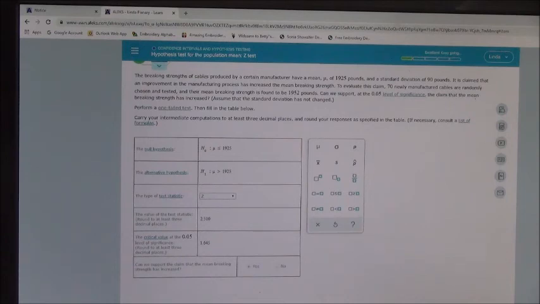So what we're going to do if we have a list of data is we're going to enter the data into list 1 by pressing the stat button and 1 for edit like we've been doing before. Once we have our data in, we're going to press the stat button, cursor over to the word tests, and then we're going to do choice number 1, which is our Z test.